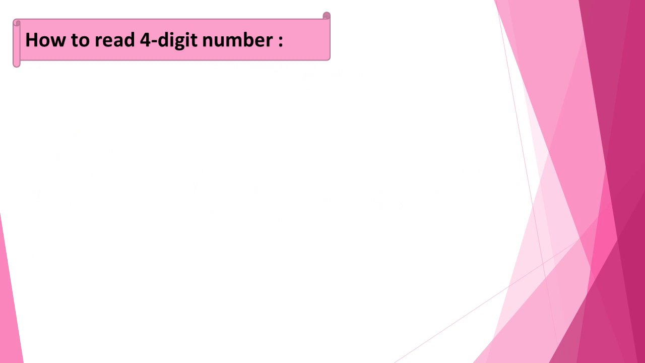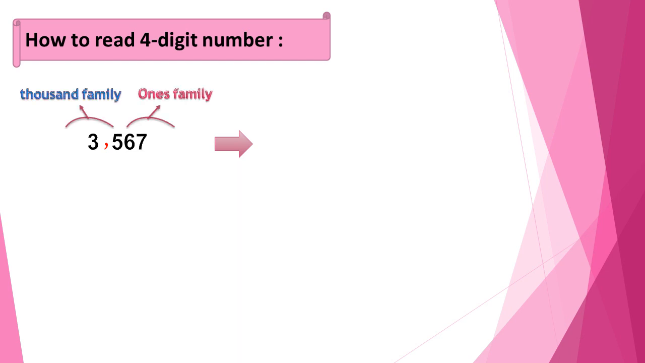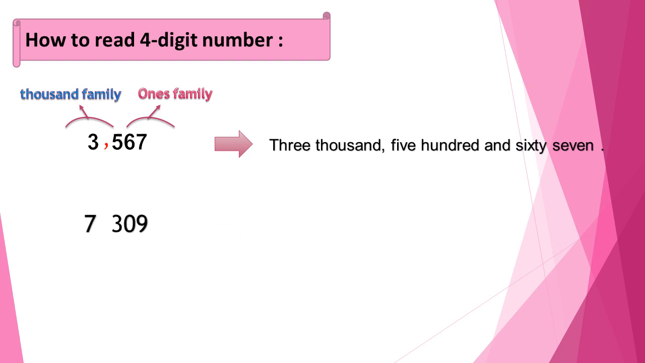Now, how to read 4-digit number? Here we have this number. To read this number or write it in words, first we put a comma after 3 digits from the right. Then we have 2 families, thousand family and ones family. Then we start from the left and read the number with its place. 3,000, 567.